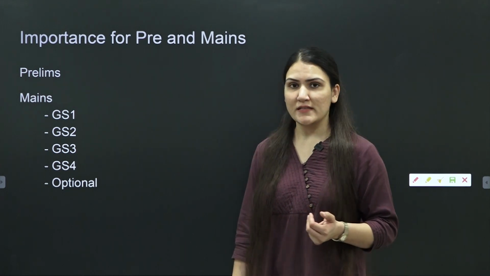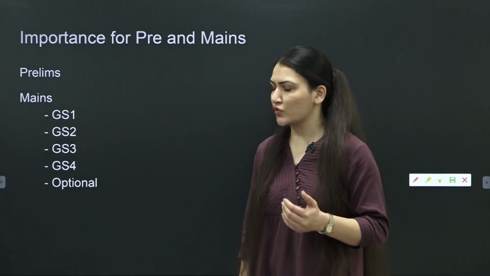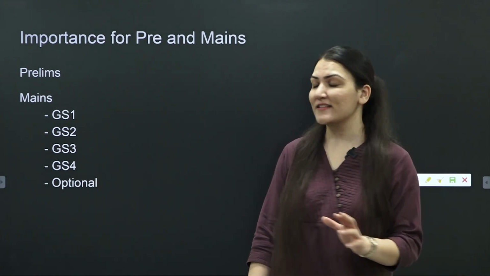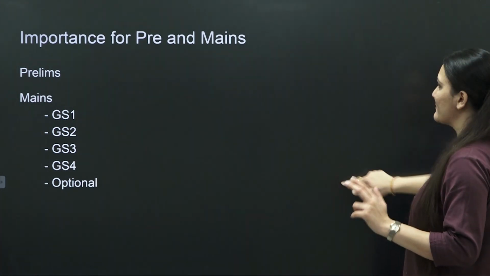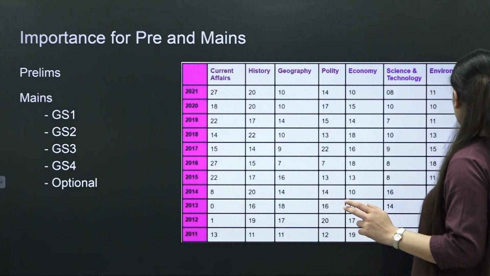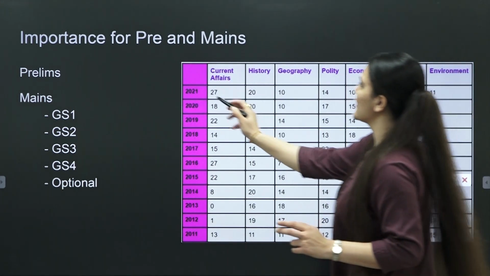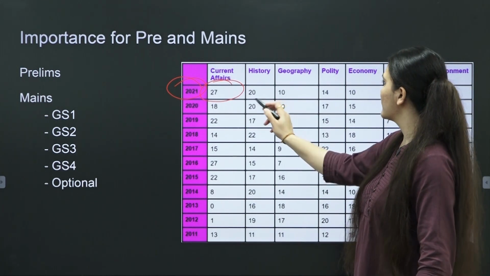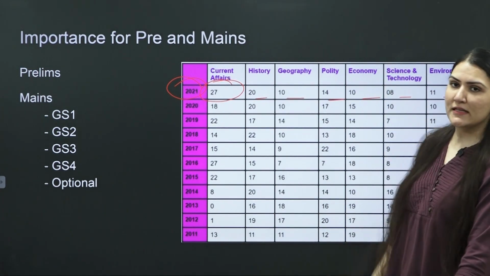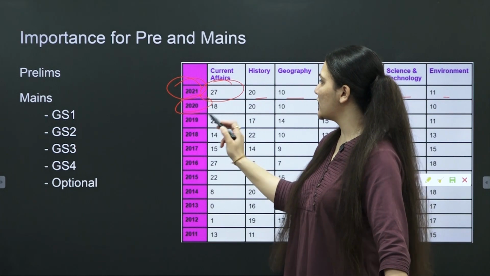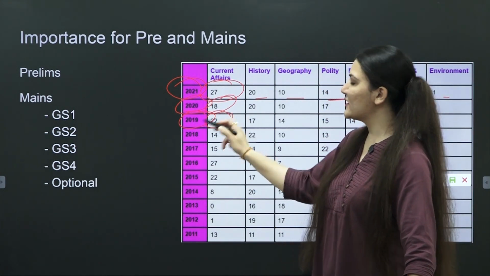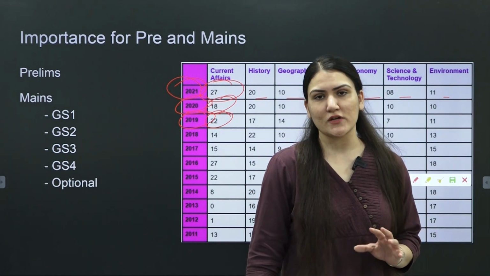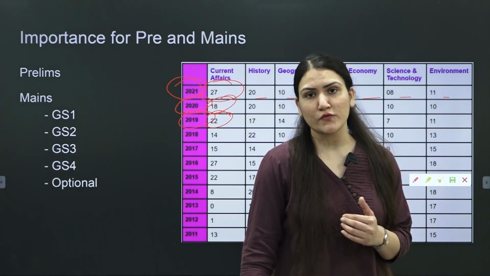Then in case of mains, GS 1, 2, 3, 4, optional. In all of these areas, current affairs is important. And to specifically get into prelims, let's see that in 2021, around 27 current affairs questions were asked, varying across different subjects. Then you have the case of 2020, 2019. So you're seeing around 20-25 questions each and every year. This is the case of prelims.